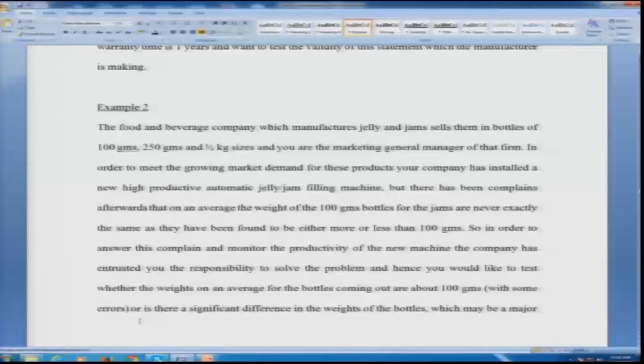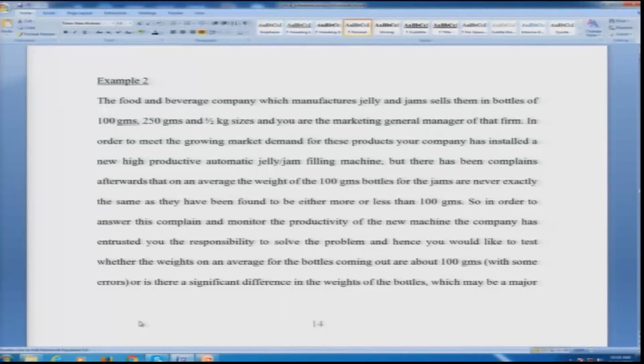the food and beverages company which manufactures jellies and jams sells them in bottles of size 100 grams, 250 grams and half kg sizes, and you are the marketing general manager of that firm. In order to meet the growing market demand for these products, your company has installed a new high productive automatic jelly jam filling machine, but there have been complaints afterwards that on an average the weight of the 100-gram bottles of jam are never exactly the same, as they have been found to be either more or less than 100 grams. So, obviously there is a complaint and people want to find it out.